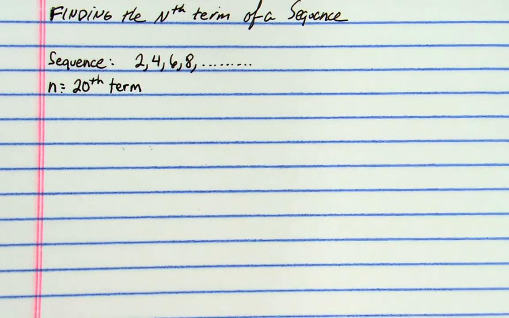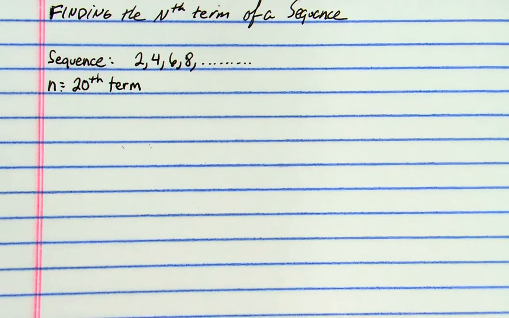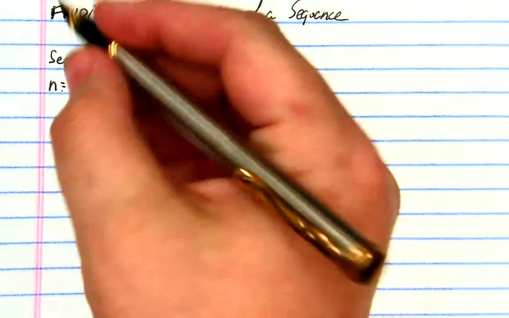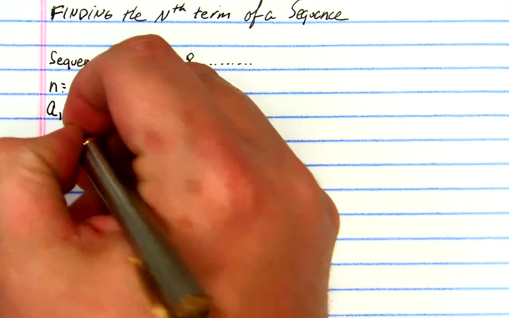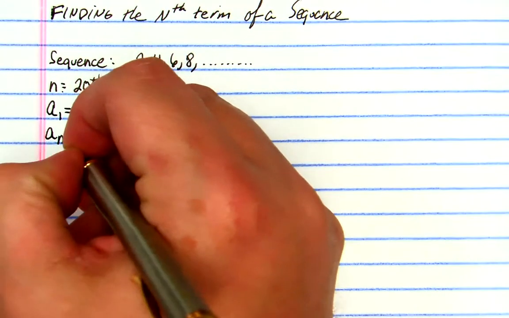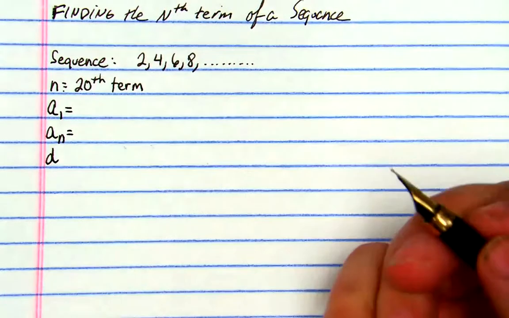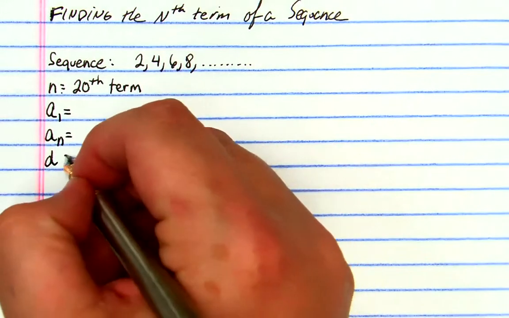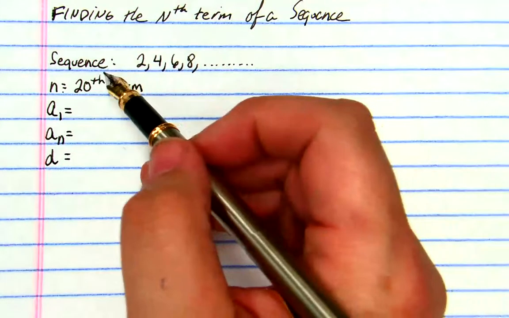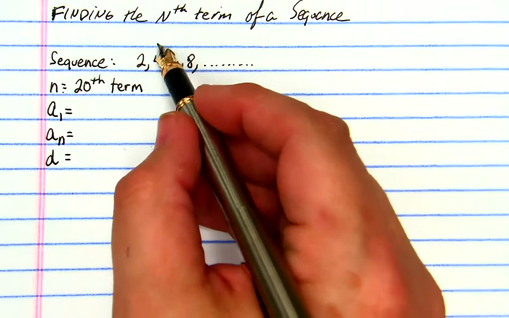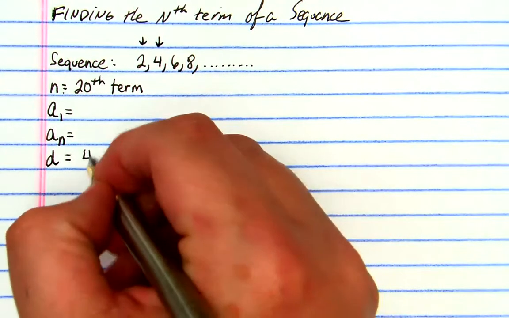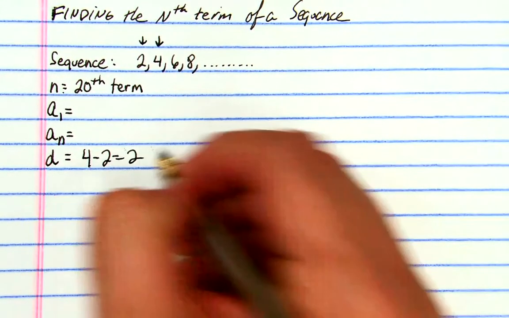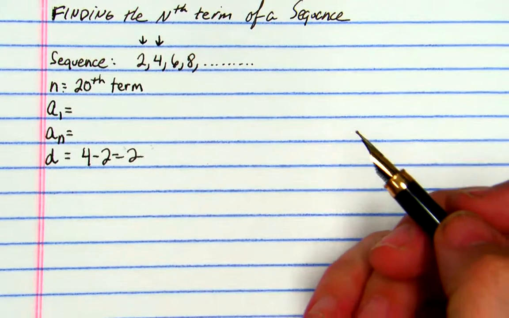Now, we can go crazy with this. But here's what we want. I want a sub 1. I want a sub n. And I want d. D is the common difference. So d, the common difference from a previous video, says I'm going to take this guy and subtract it from that guy. So 4 minus 2 is equal to 2. So I have a common difference of 2.